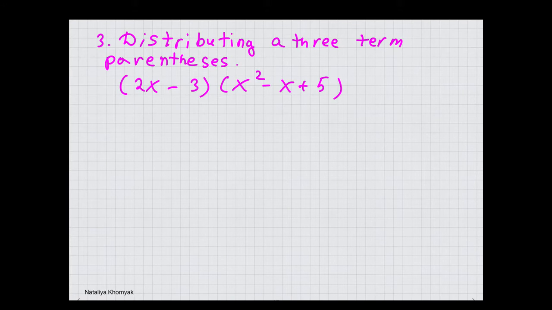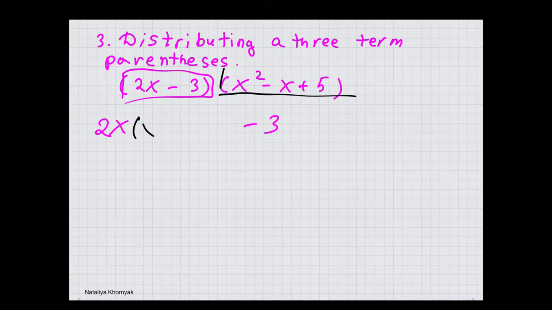Distributing a three-term parenthesis. I prefer to take the larger parenthesis and distribute it into the smaller one, but you can distribute the two-term parenthesis into those three terms. It's a matter of preference. So the first thing is to rewrite the parentheses you are distributing into with room. And now you distribute again.